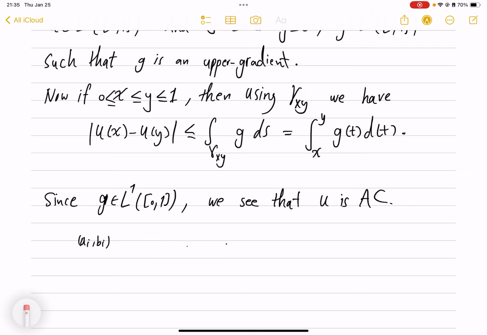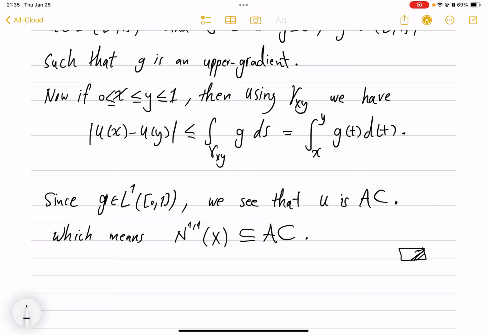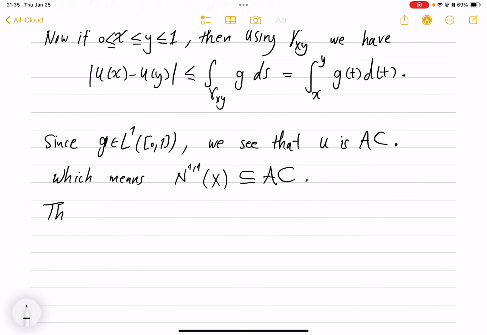So starting with an N1,1 function, we ended up showing that u actually belongs to AC, which means that the class of N1,1 functions over X is sitting inside AC. And that completes the proof that AC and N1,1 are equal. So let me write this down and then let me double check something. N1,1 of X is none other than AC of 0,1. So when we started with AC, already we know we have a continuous function, so we didn't have to worry about choosing a representative.